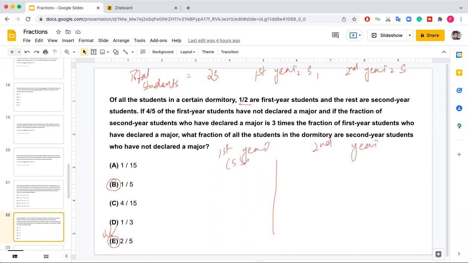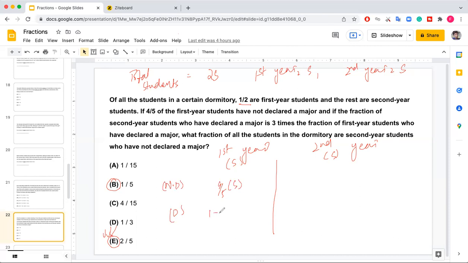And both are S, right? S in number. Okay, so the question is saying, if 4 by 5th of the first year students have not declared a major, and the others have declared a major. So 4 by 5th of first year students have not declared a major. So what will be the fraction of the students who have declared a major?